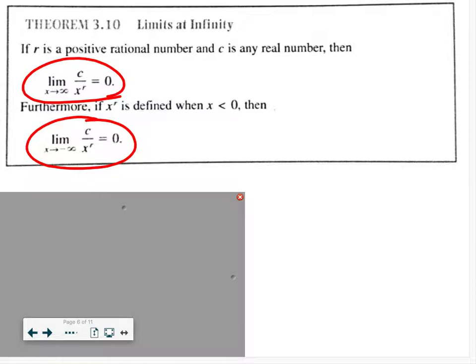To the r, where r is a power. Oh, that's an r? I thought it was like a little apostrophe. R is a positive rational number. Okay, so maybe not necessarily polynomial, but x to a positive power.